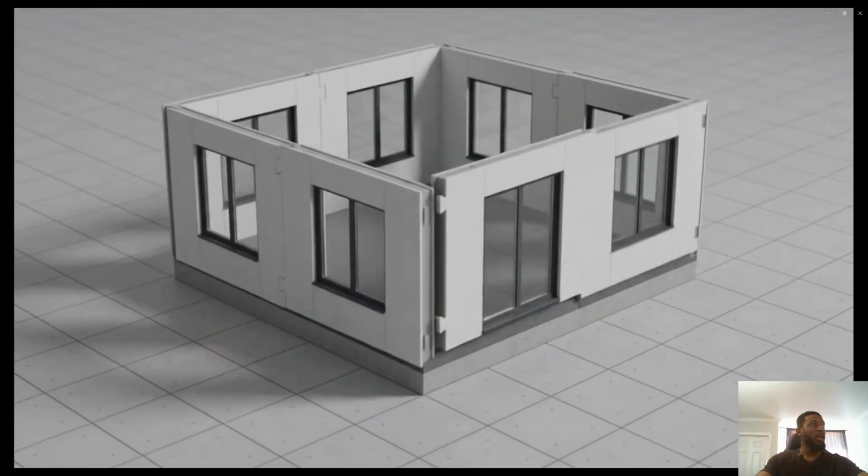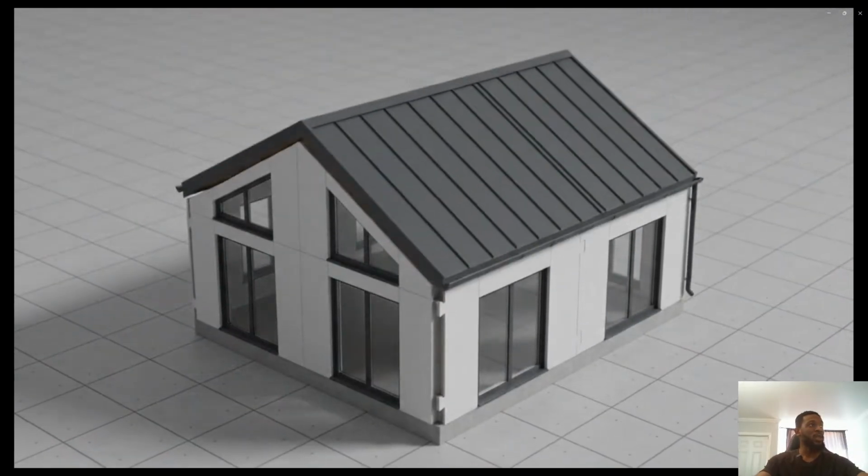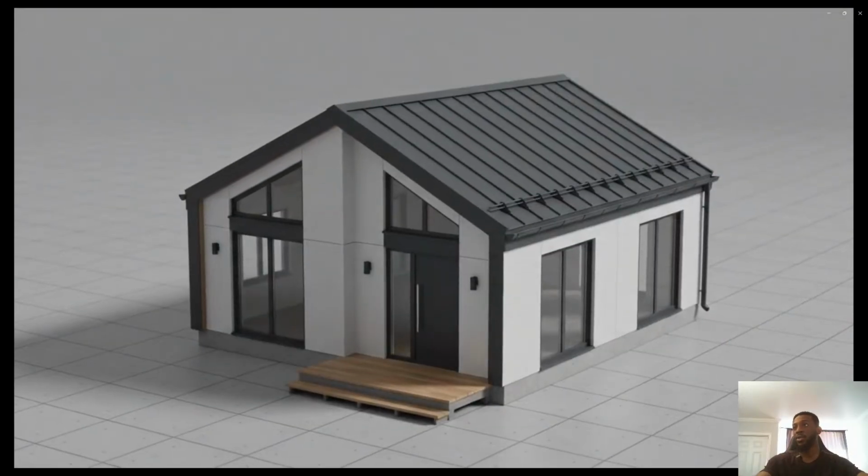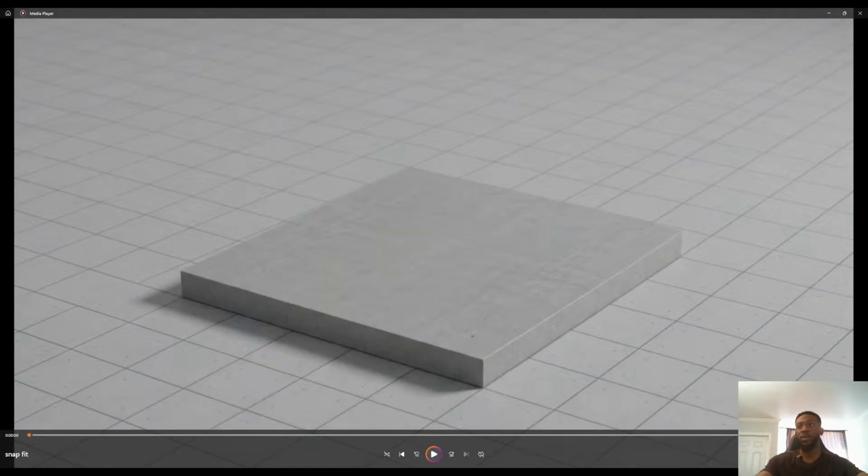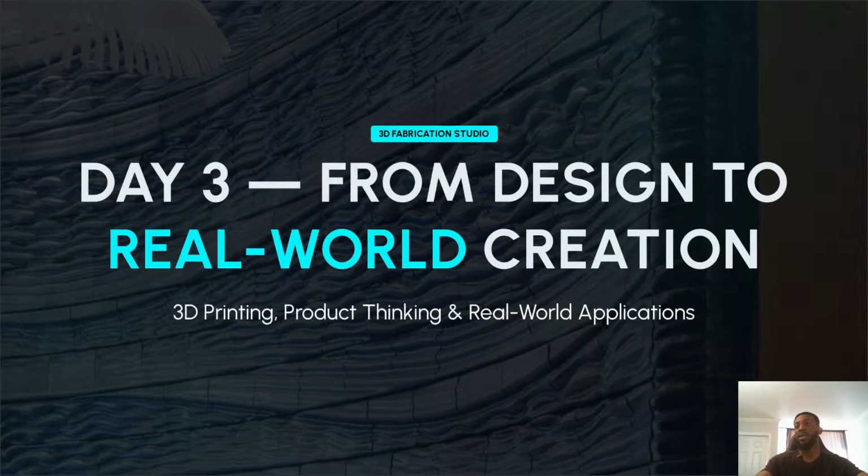Also, when you check the simulation in our 3D environment, you can basically confirm any mistake that you might have made. So that's why it is very important, like I said in our day two session, to ensure that all of your measurements are accurate.